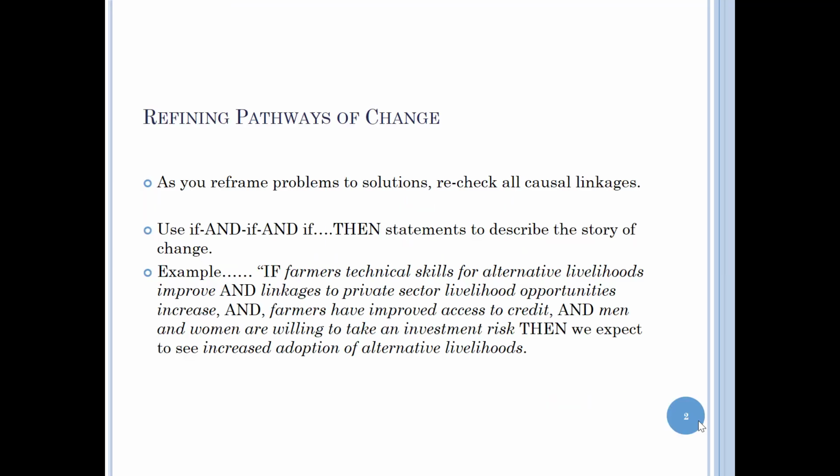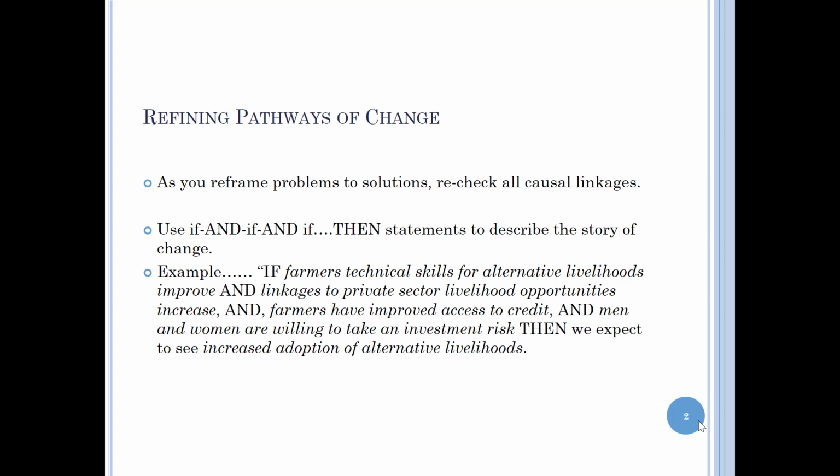Now you have produced your solution tree, so it's time to refine your pathways of change, going through your solution tree to see if everything is making sense. As you reframe the problems into solutions, you should recheck all the causal linkages and see if they hold.